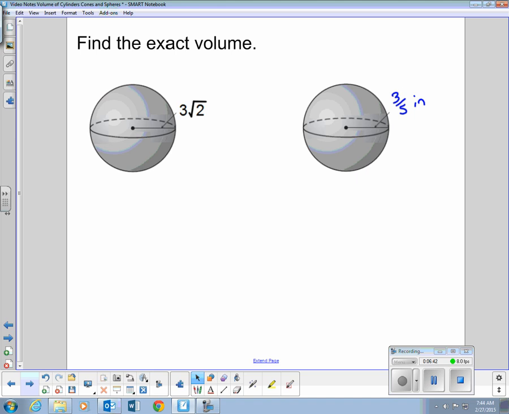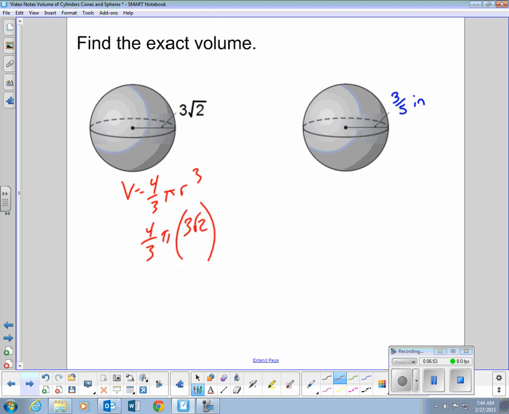All right, so here we got the volume of a sphere. So volume is equal to 4/3 pi r cubed. So 4/3 pi 3 square root of 2 cubed. You might want to do that by hand. 3 square root of 2 times 3 square root of 2 times 3 square root of 2. So that's 27 times 2 times the square root of 2. So that's 54 square root of 2 when you cube that part.